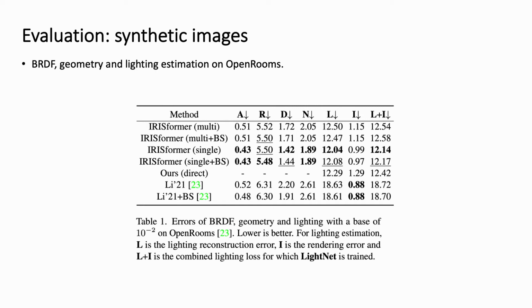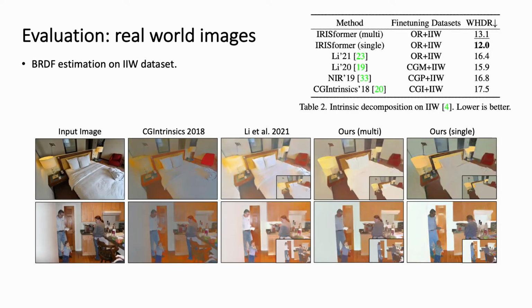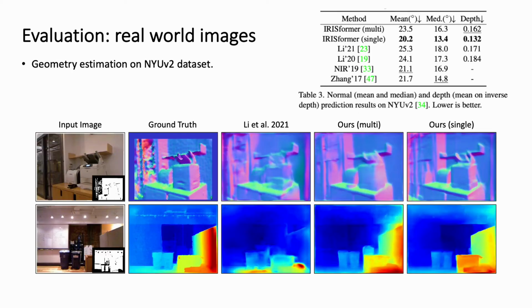Quantitatively, we achieve improved results in both multitask and single task settings, where the single task model is more accurate at the cost of more computation. To evaluate how our model generalizes to real-world images, we achieve the state-of-the-art on the IW dataset using the metric WHDR for measuring relative albedo. For geometry, we measure errors in depths and normals on NYUv2 dataset. We generalize better to less common objects like the printer in the first thing or the standing whiteboard and trash bins in the second thing.